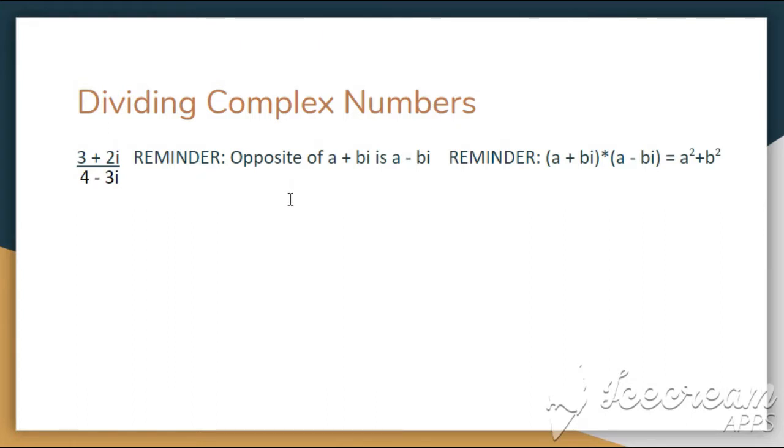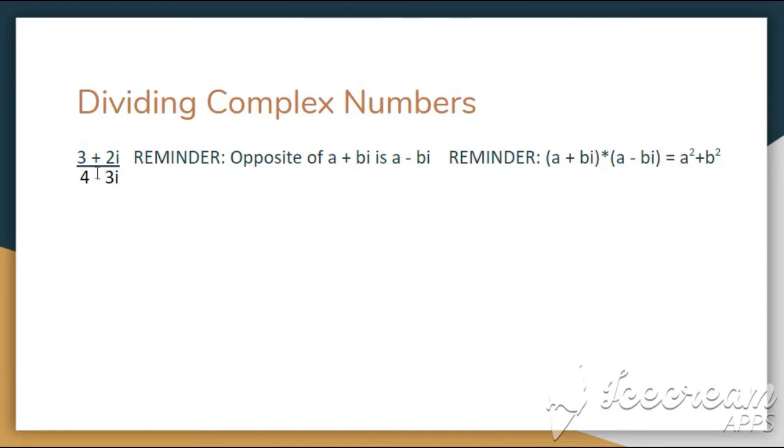First, the opposite of a plus bi, a referring to the real number and b referring to the coefficient before the imaginary number, is a minus bi, simply changing the sign in the middle and making the imaginary term negative. Another reminder is that if we're multiplying these opposites, that's the equivalent of just squaring the real number and squaring the coefficient before the imaginary number.